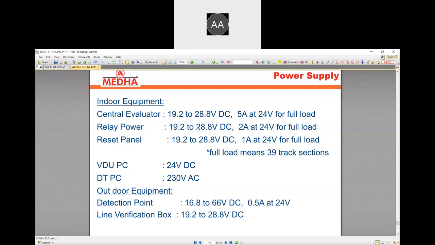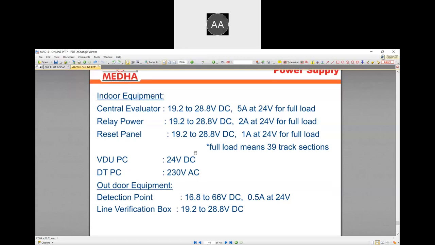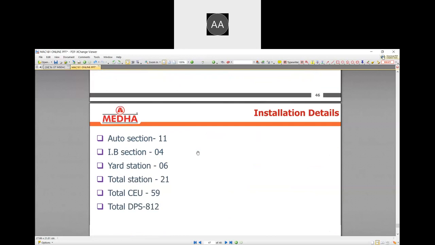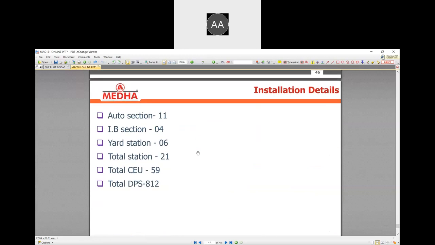Discussing outdoor equipment, the detection point and all will get a voltage variation from 16.8 to 66, and for the line verification the range will be 19.2 to 28.8 volt DC. So these are the different types of subsystems in our MAC181. I hope this is clear, and this is the data about the installation till date. It's not the updated one; I think it was updated last 2 months back. These are the details of the type of installation that we have covered till date.